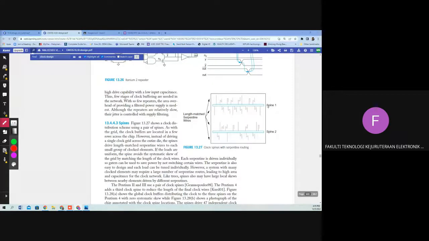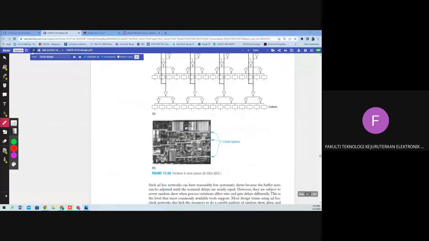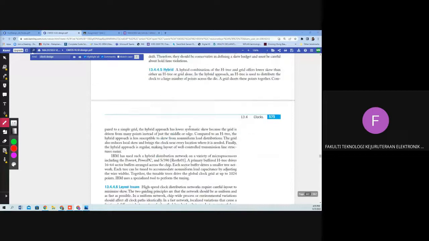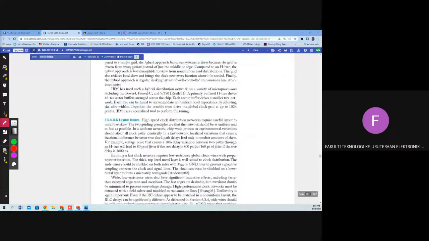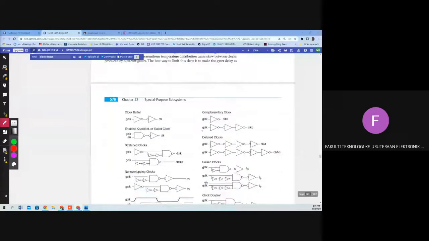You can see the pattern, spine number 1, spine number 2. You can see this clearly in our lab. When you do the lab, this is the clock spine, used to deliver the clock with less clock skew. We also have a hybrid version of the clock, which we shall discuss later. Any question before we end?